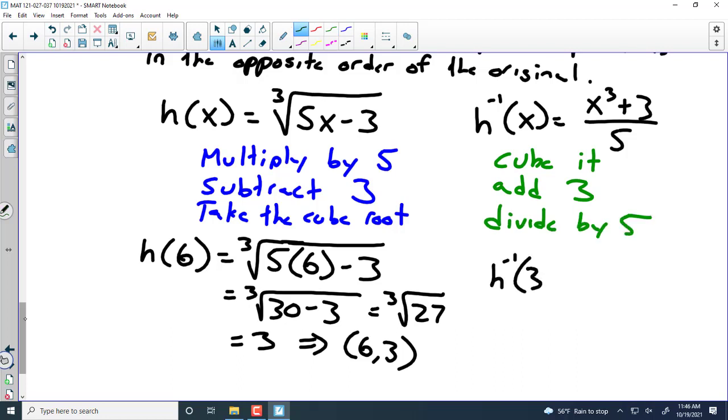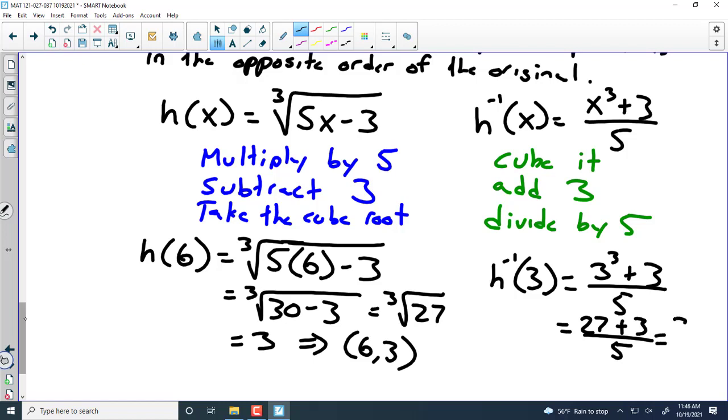If we were to plug a 3 in here, then we would get 3 cubed is 27, plus 3 is 30, and 30 divided by 5 is 6. Now I picked numbers that would work out nicely, but that's going to happen for every single number you plug in. You can always go back to where you came from. That's what the inverse does.